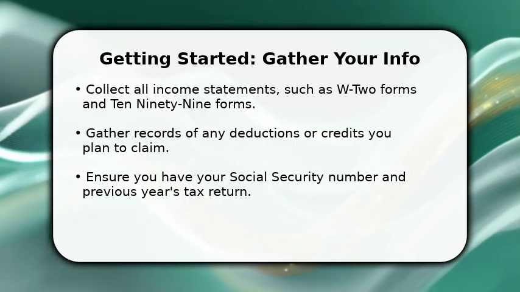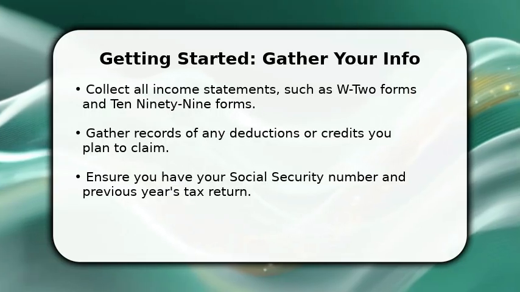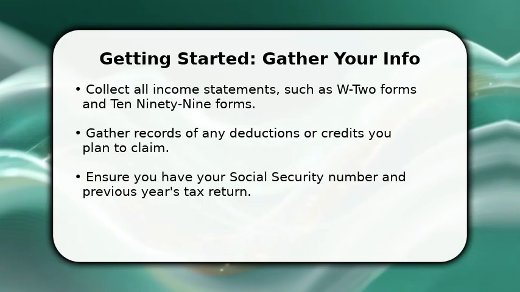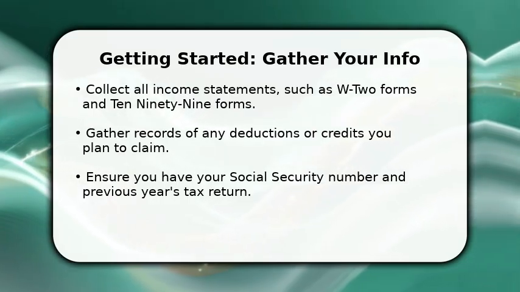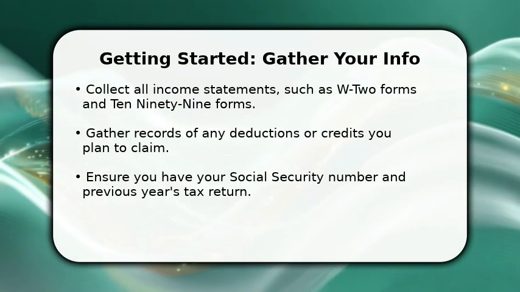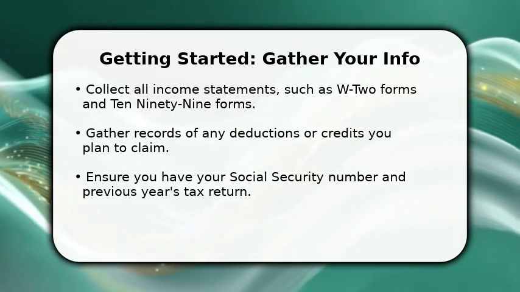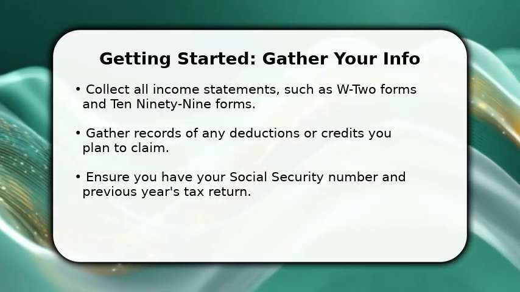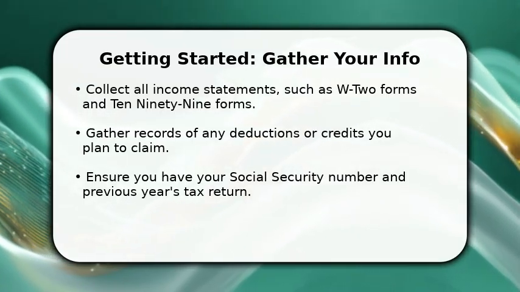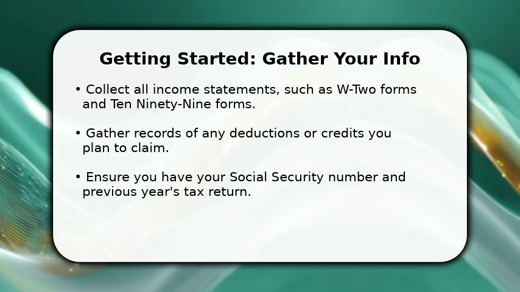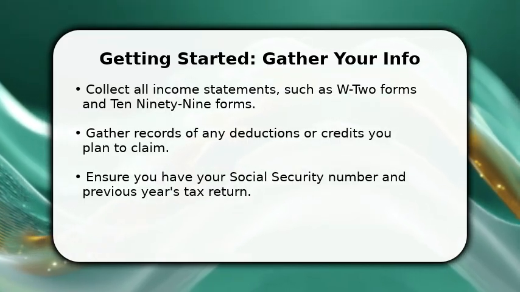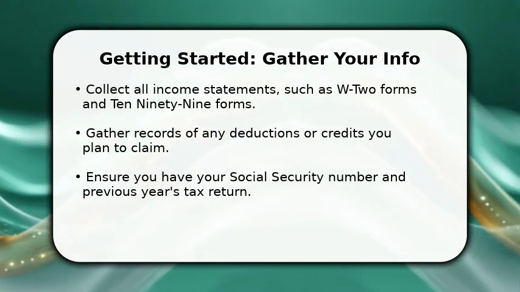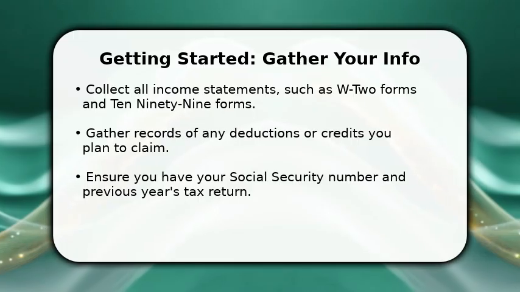In this video, I will explain how to file your federal tax return step by step. First, let's gather your essential documents. You'll need all income statements, like your W-2 forms from employers and 1099 forms for other income. Don't forget records for any deductions or credits you plan to claim, such as student loan interest or charitable contributions. Also, have your Social Security number and a copy of your prior year's return handy for reference. This preparation saves time and ensures accuracy.